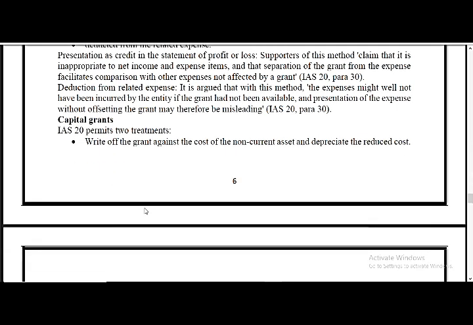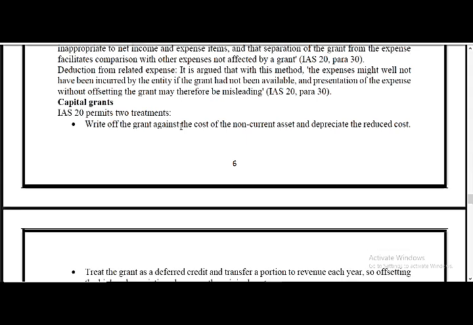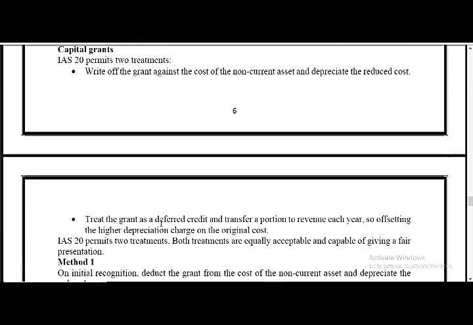Now, the other one, the big one, is capital grant. Capital grant is given to meet capital expenditures. Again, IAS 20 permits two methods. One is to write off the grant against the cost of the non-current asset and depreciate the reduced cost. Whatever the rest of the cost is, you will be depreciating that cost. Simple. The other method is to treat the grant as deferred credit and transfer a portion to revenue each year, offsetting the higher depreciation charge on the original cost.